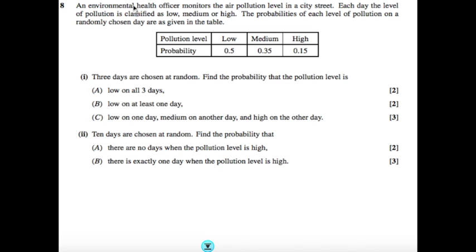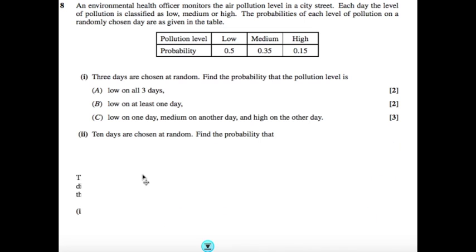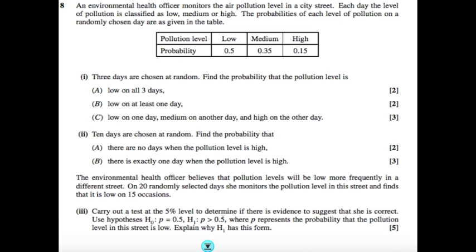So, last part. Right, so they've saved the hypothesis test for the last question of the paper. The environmental health officer believes that the pollution levels will be low more frequently in a different street. On 20 randomly selected days, she monitors the pollution level in the street and finds it is low on 15 occasions. So they want us to carry out a test at a 5% level to determine if there is evidence to suggest she is correct.